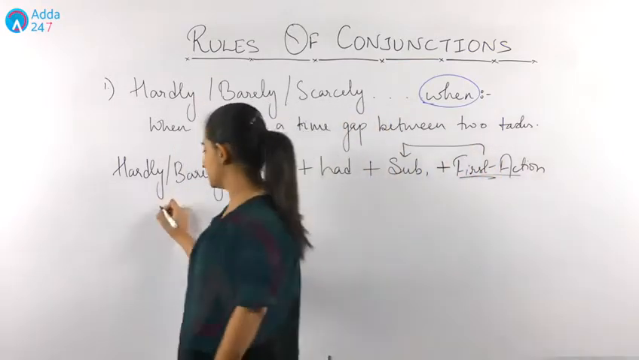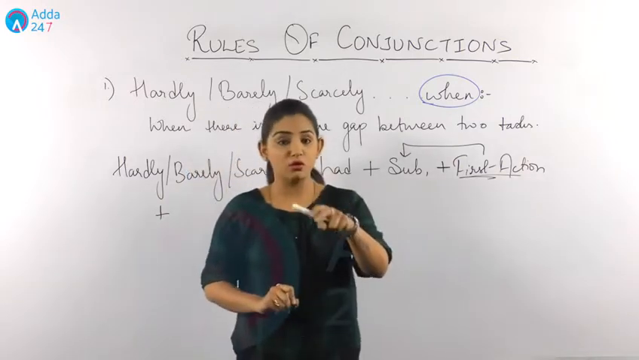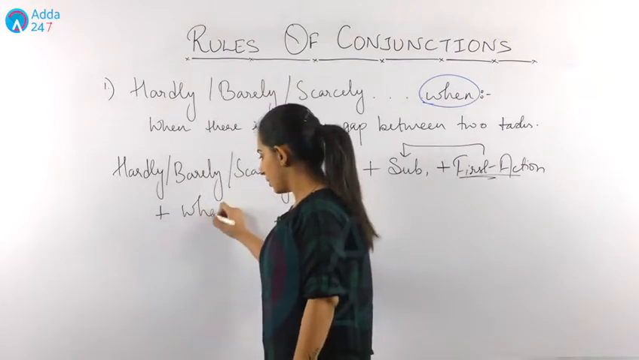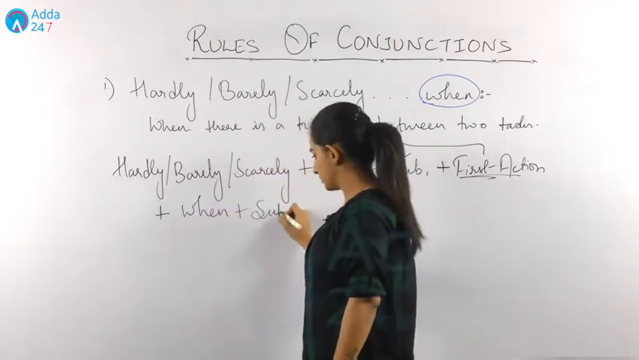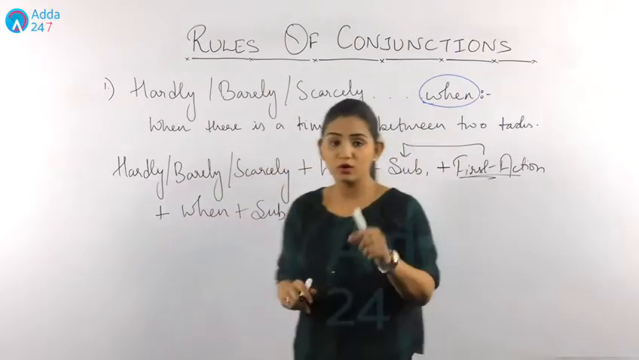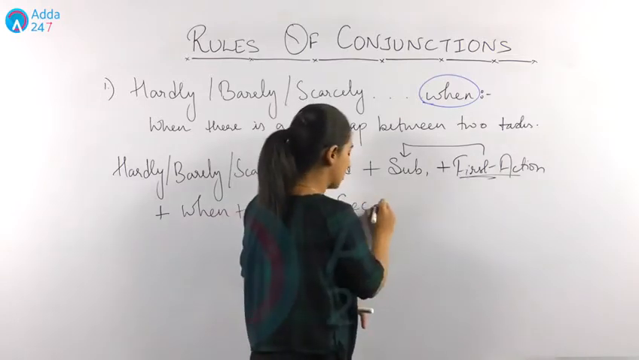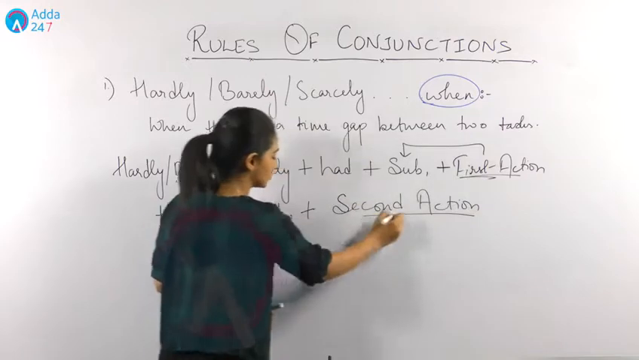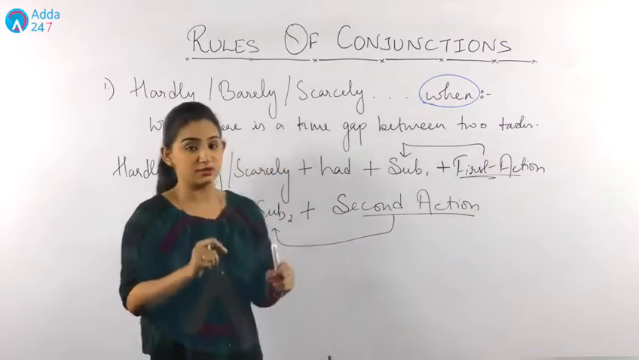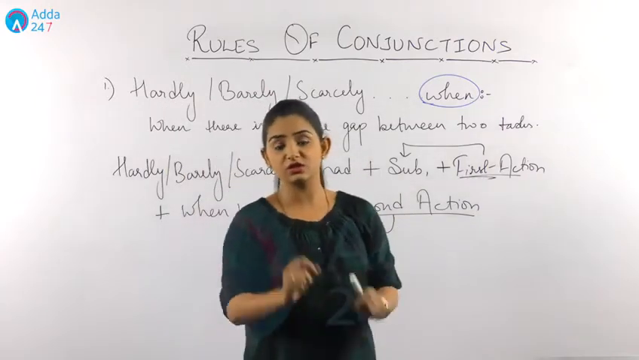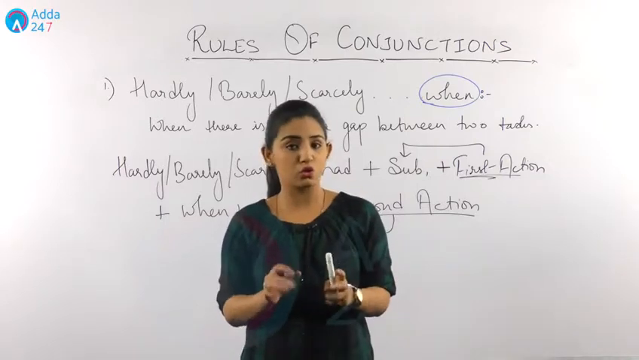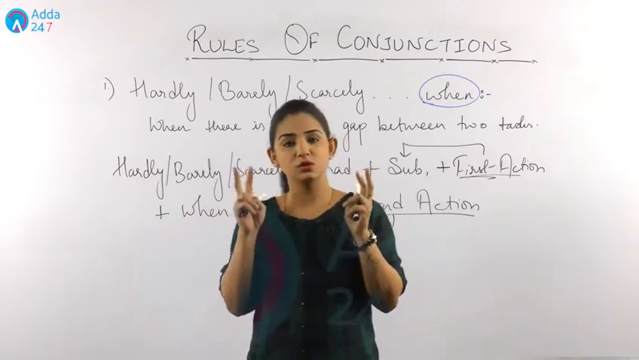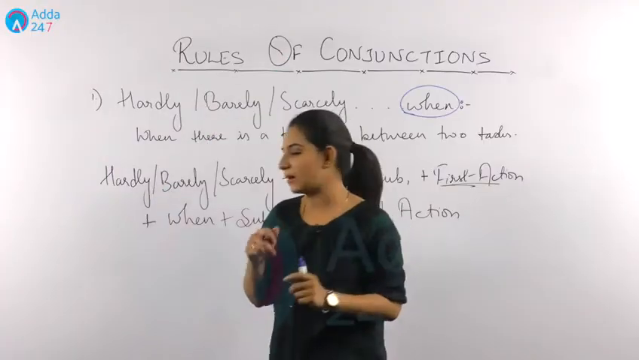After this, what you will place is the correlative conjunction, that is when. After when, you will place the second subject. And after this, what you'll have is the second action. And this second action is related to the second subject. So this is the sentence structure that follows when you want to show that there is a short time gap between the two tasks performed. Now let's take an example for this.